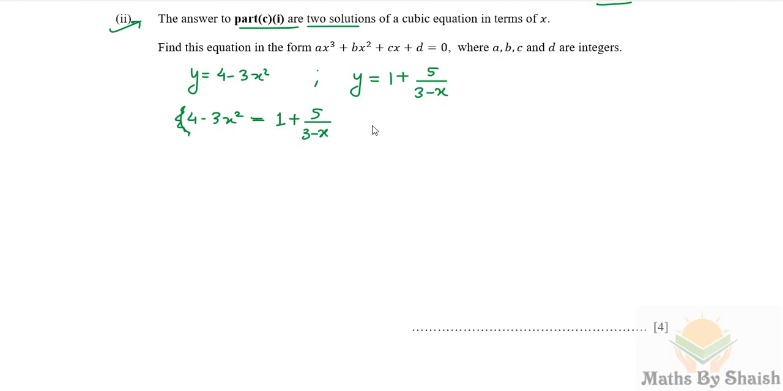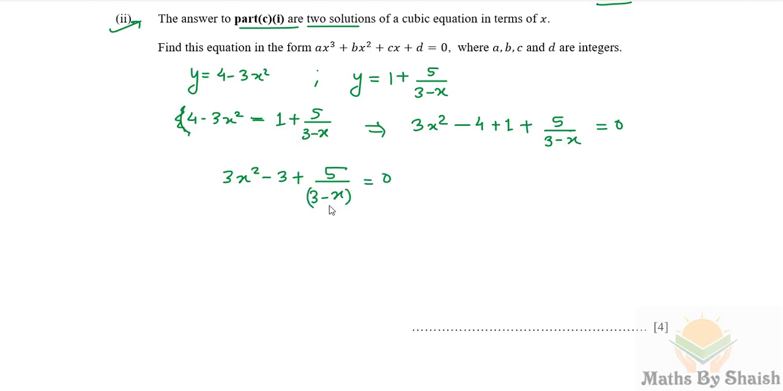I'll transfer everything to the right hand side, and we will get 3x square minus 4 plus 1 plus 5 over 3 minus x equals 0. Actually equals 0 was here, but that does not matter. A equals b or b equals a, both are the same. Now it is minus 3, so once again 3x square minus 3 plus 5 over 3 minus x equals 0.